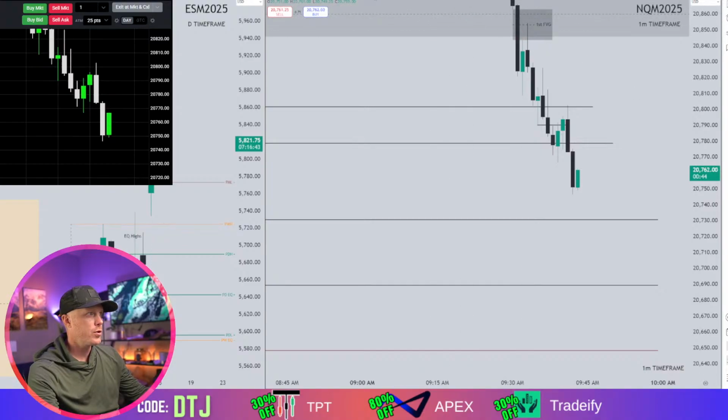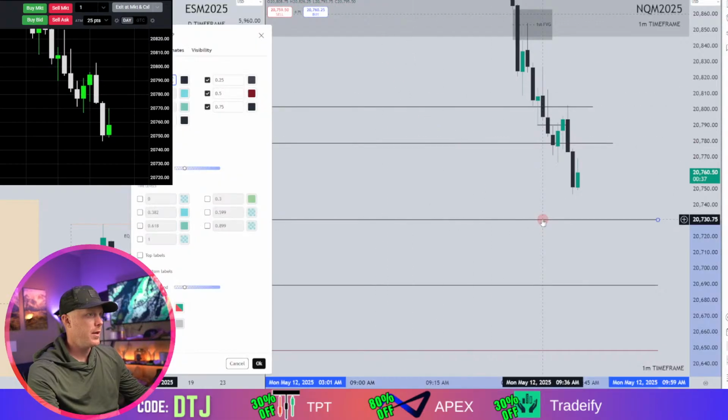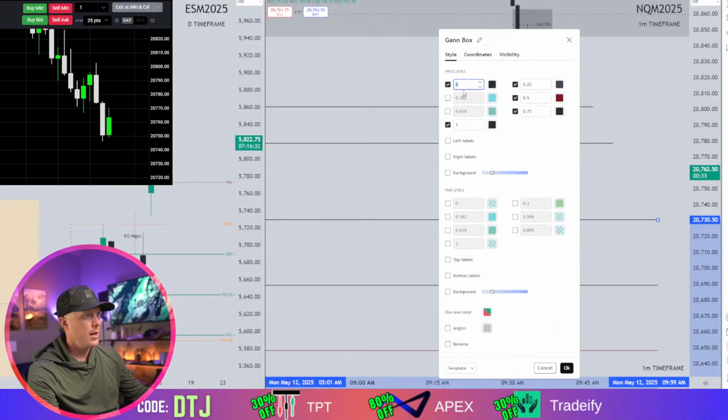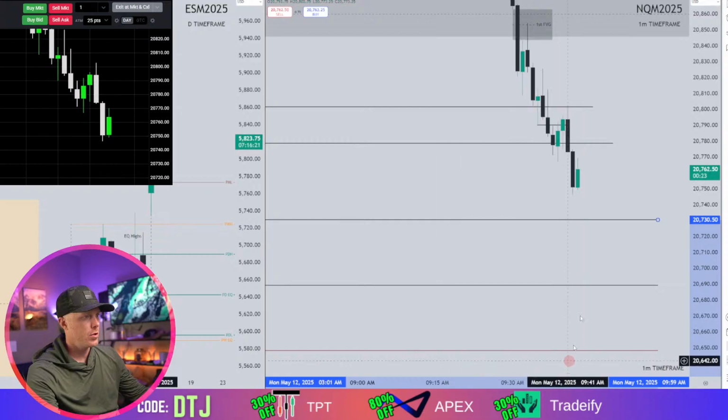If you go over to this, this is the Gann box. If you just select the Gann box, drop something, and then you can select your settings right here. My settings are 0, 1, 0.25, 0.5, and 0.75, and I set them as black. So those are those levels right there.